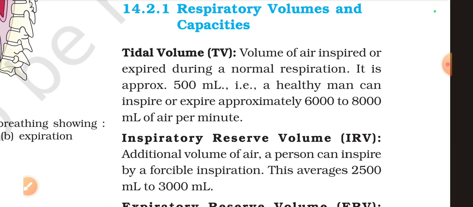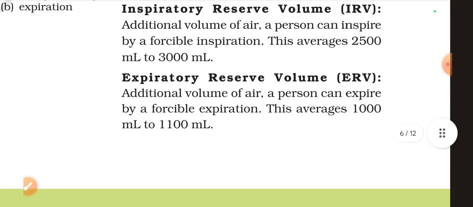Inspiratory reserve volume, IRV. Additional volume of air a person can inspire by a forcible inspiration. This averages 2500 ml to 3000 ml. Expiratory reserve volume, ERV. Additional volume of air a person can expire by a forcible expiration. The average is 1000 ml to 1100 ml.